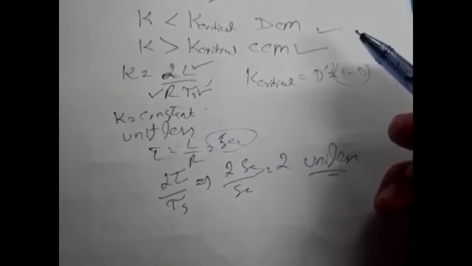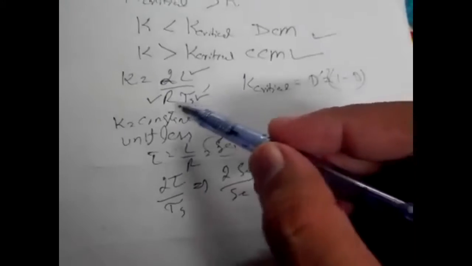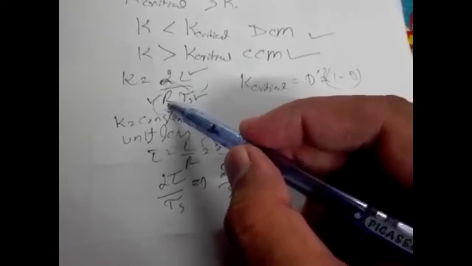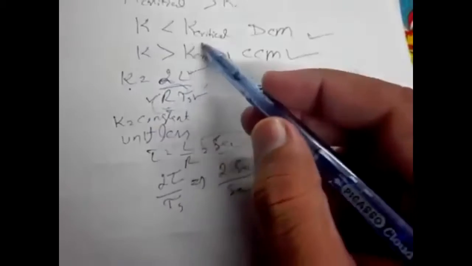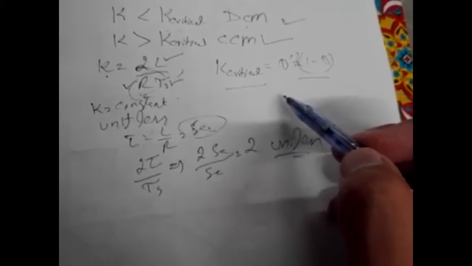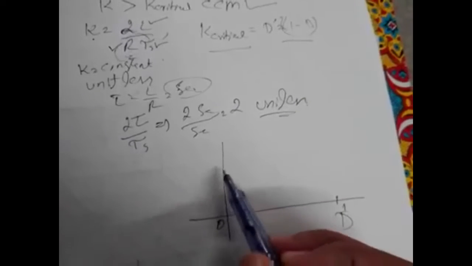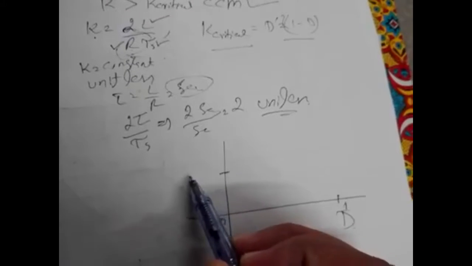And also, if you increase the output load resistance, then K becomes smaller than the critical value, so it will operate in DCM. The critical value depends upon the duty cycle, 1 minus D. So now let's plot it on D. At D equal to 0, we get K critical.